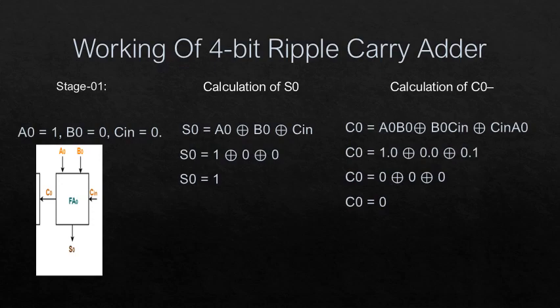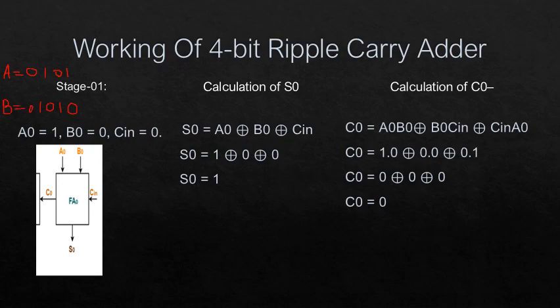Let us take an example. Let the two 4-bit numbers be 1 0 1 0 and 0 1 0 1. You take 0 1 0 1 as number A and 1 0 1 0 as B.